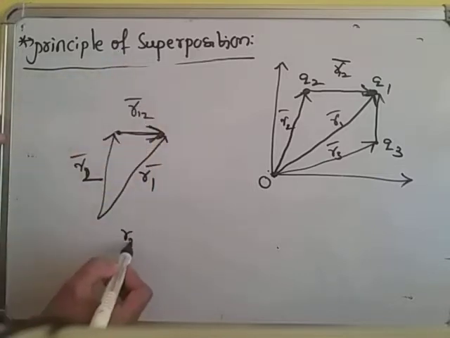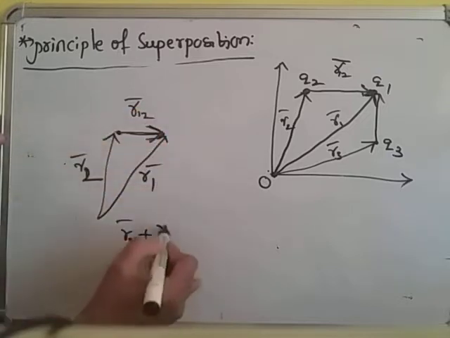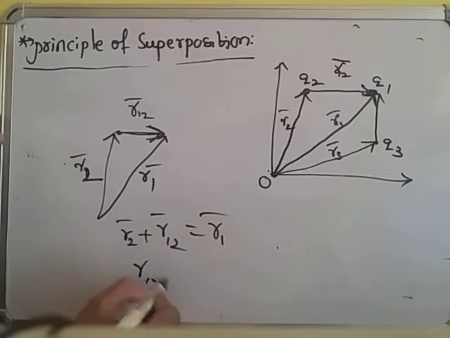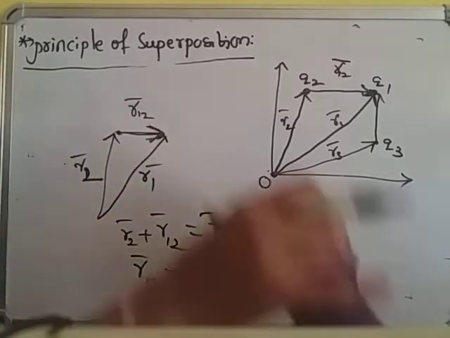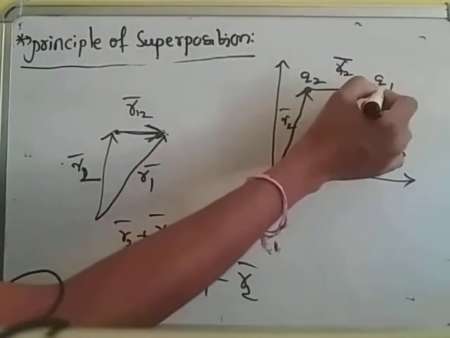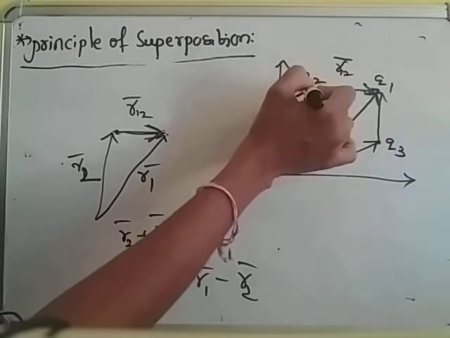We will write like this: R2 bar plus R12 bar, by the triangle law, P bar plus Q bar equal to R bar. So R12 bar is equal to R1 bar minus R2 bar. This is the position vector of 1 with respect to 2, not the origin, that's why its tail is at 2.